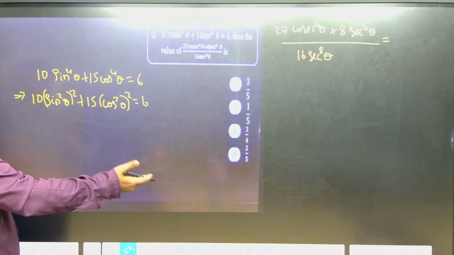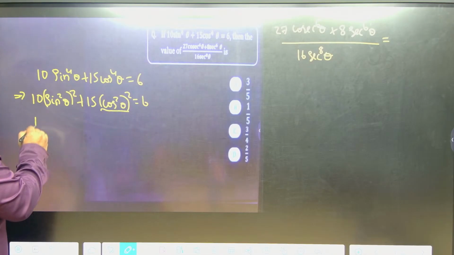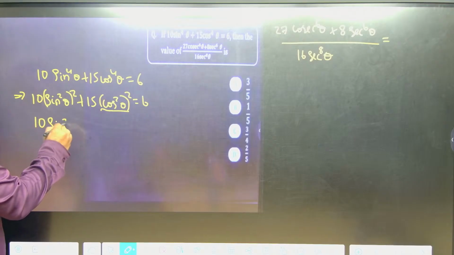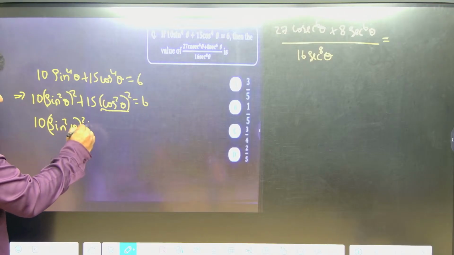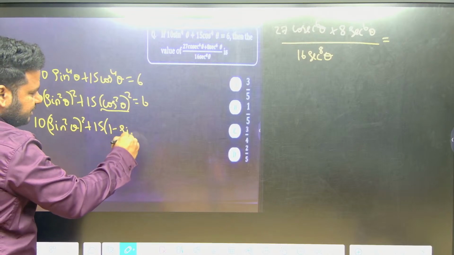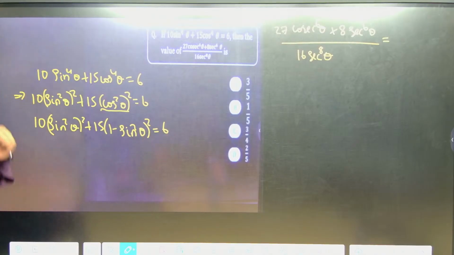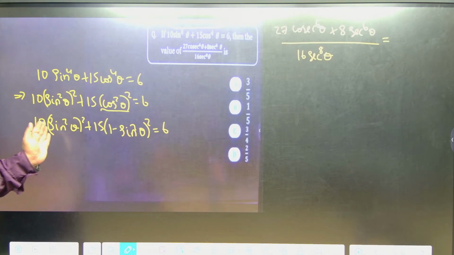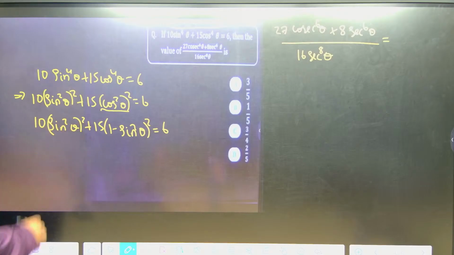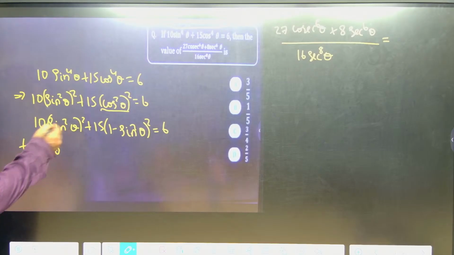Just now I wrote the identity. Cos square theta can be written as 1 minus sin square theta. So this I can write as 10 sin square theta whole square plus 15 into 1 minus sin square theta whole square is equal to 6. Now, for simplification I will take t is equal to sin square theta. Put t is equal to sin square theta.